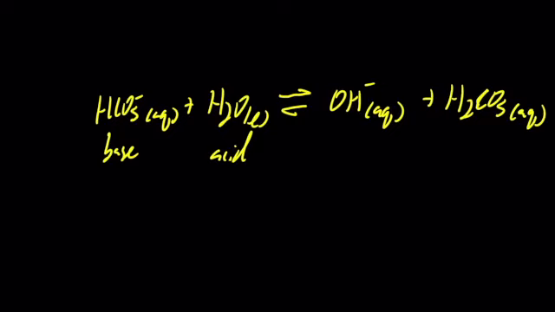Let's think about our conjugates. So HCO3 ends up gaining a proton. And because it gains a proton, H2CO3 is our conjugate acid. And our water molecule lost a proton. So this means the hydroxide ion is our conjugate base. Perfect.